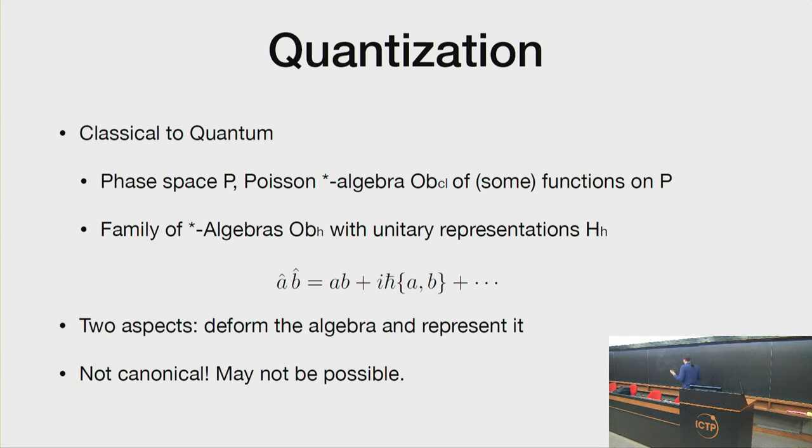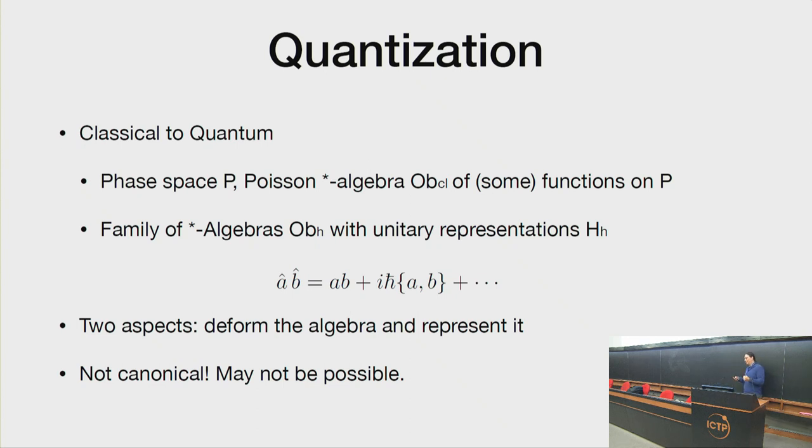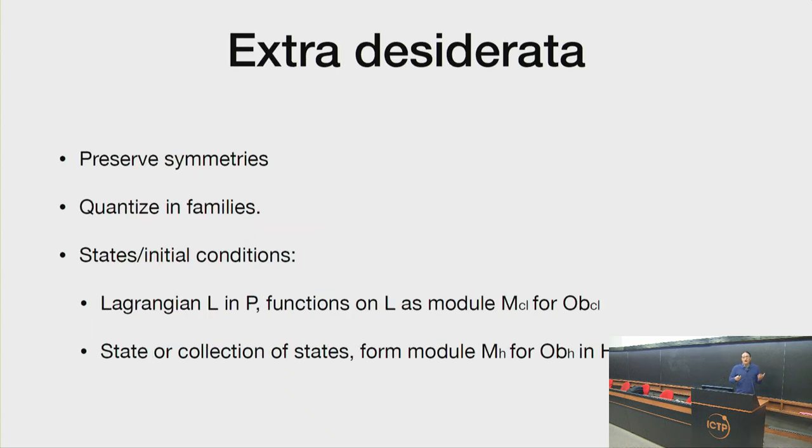And there are two aspects to this process. You need both to define this algebra, but also to find a representation of this algebra, a unitary representation on some Hilbert space. This is not an algorithm, it's an art, so it might or might not work the way you want. Sometimes you might not be able to produce a quantization with the properties you like, sometimes there will be ambiguities. In general, if you want to preserve some symmetries, for example, of your original system, this might pose some very severe constraints on the procedure. You might want to quantize in families, and this might also be an important constraint.